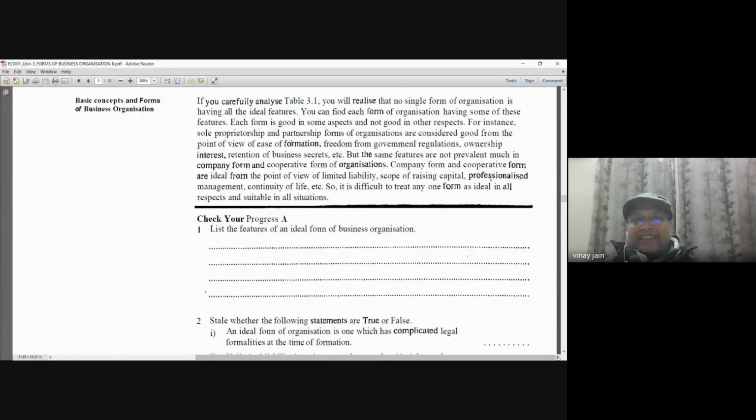But the same features are not prevalent in company form and cooperative form of organizations. Guys, company form and cooperative forms are ideal from the point of view of limited liability, scope of raising capital, professionalized management, continuity of life, etc. So, guys, it is difficult to treat any one form as ideal in all aspects and suitable in all situations.